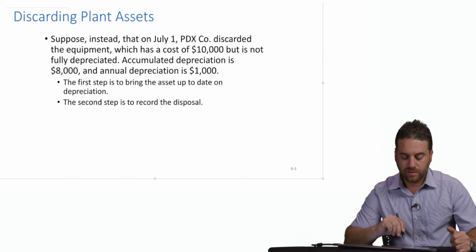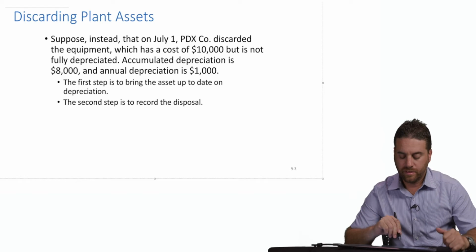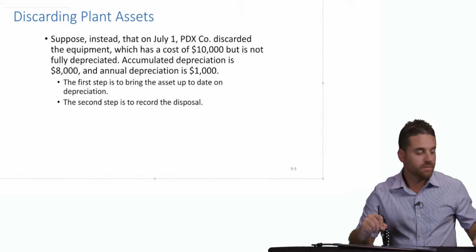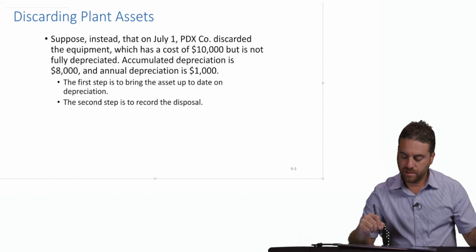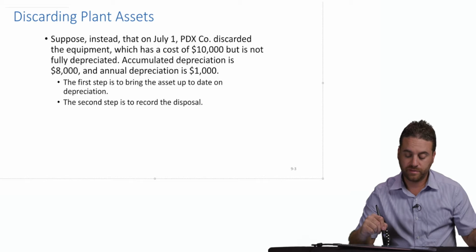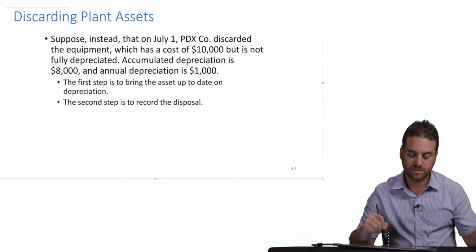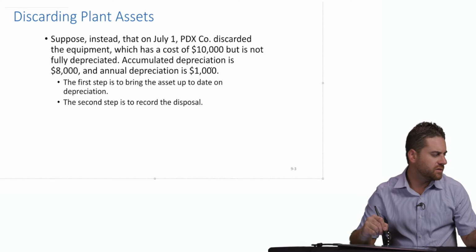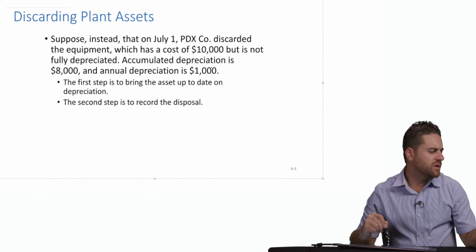The second example: suppose that instead, on July 1st, PDX discarded the equipment, which has a cost of $10,000, but is not fully depreciated. Accumulated depreciation is $8,000 instead of the $10,000 we had previously. And annual depreciation is $1,000.